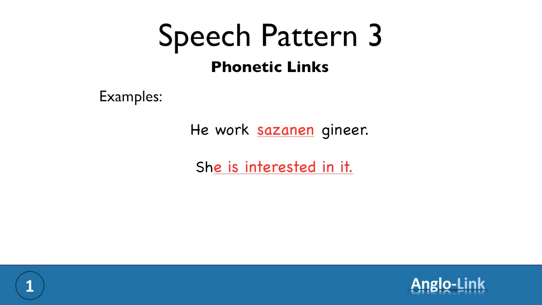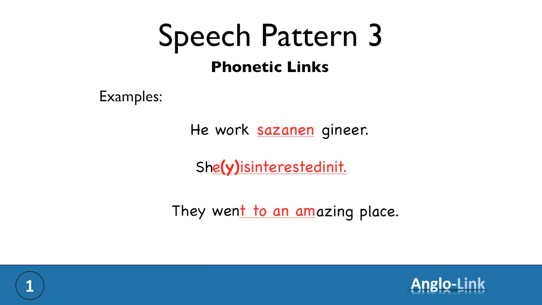Second example. Here you have 4 words that begin with a vowel: is, interested, in, it. And they all run into each other. She is interested in it. And there's a semi-vowel, y, that links the vowel at the end of she to the vowel at the beginning of is. She is.